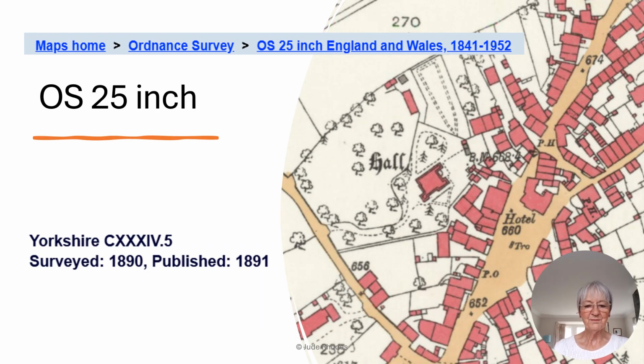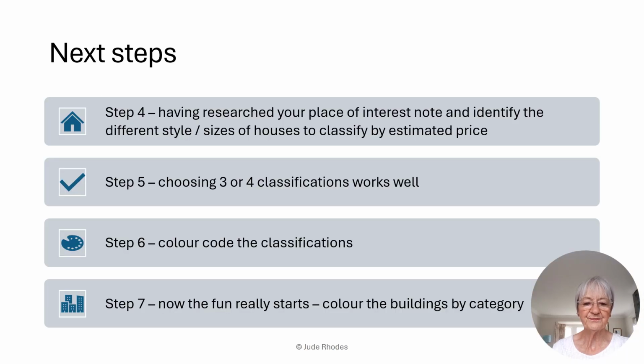So here we have an example of an OS 25-inch map. This is of the village where I live in Gressington in North Yorkshire. And it's good in that we can see reasonable detail. We've got the buildings marked and we can see quite clearly there the hall, which would be the very top of the range building in my village. So this is the type of map you want to be looking for. I always use the National Library of Scotland. They've got a fabulous resource.